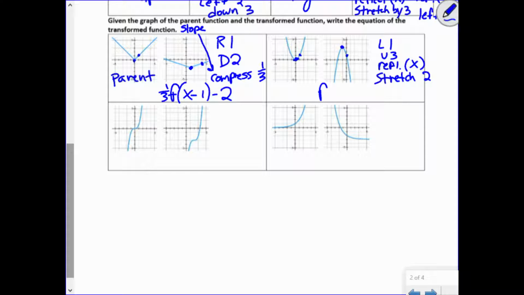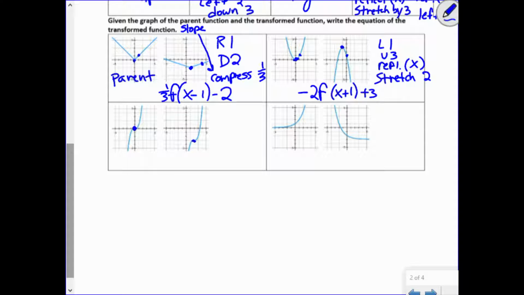Alright, so let's write the function. There's my f. That's how we get the left, and plus 3 is our up. That's the reflection. This is the stretch. So that would be the function. Are you guys kind of seeing how we're doing that? Okay, go ahead and try the last one now.